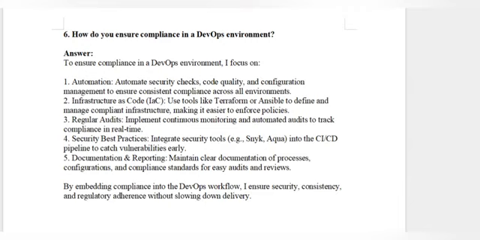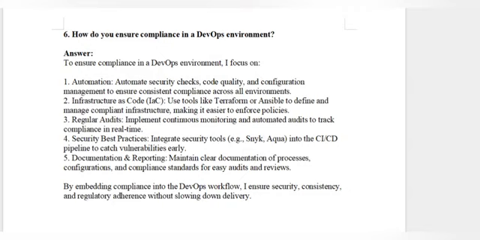Second is infrastructure as code. Use tools like Terraform or Ansible to define and manage compliant infrastructure, making it easier to enforce policies. Third would be regular audits. Implement continuous monitoring and automated audits to track compliance in real time.